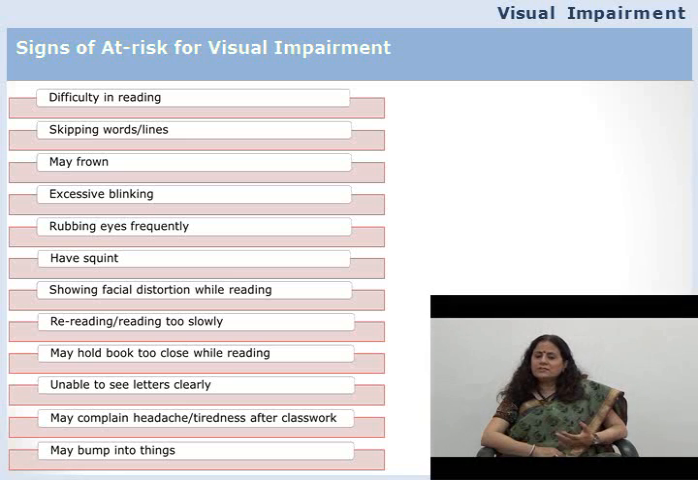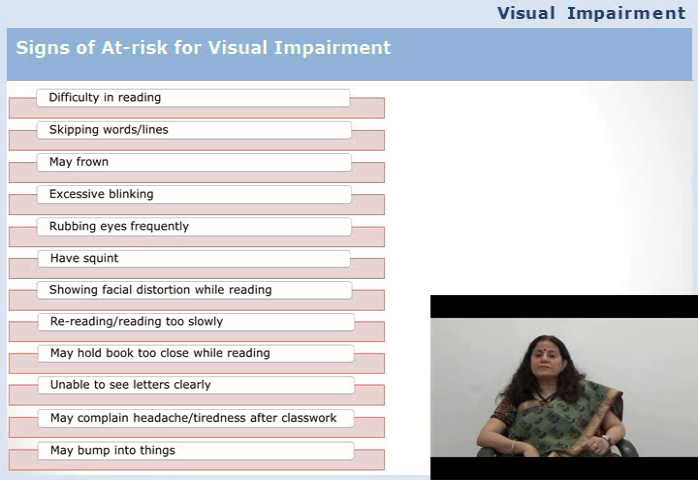A child may often complain of headaches or tiredness after doing any visual work. So the teacher then has to give him breaks and not expect him to do any visual task for an extended period of time. If you observe this child, he may not even be walking smoothly. He may be tripping at every drop of a hat. So again, this tells us maybe there is some problem in his vision.